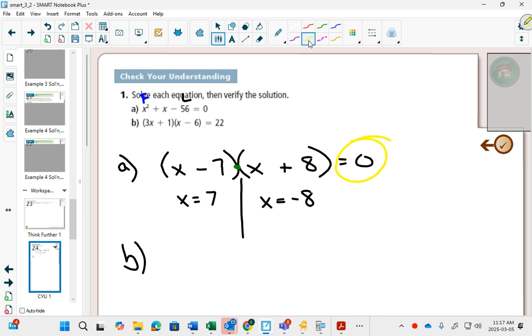So we're going to actually have to multiply everything out first, combine like terms, and make one side equal to 0. Now, when multiplying this out, can you see that your first ones make 3x squared?